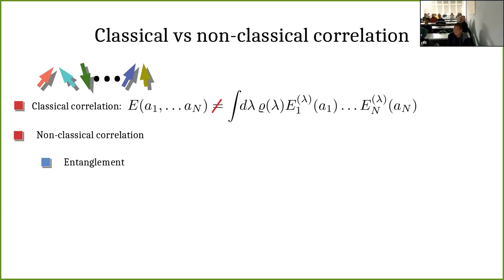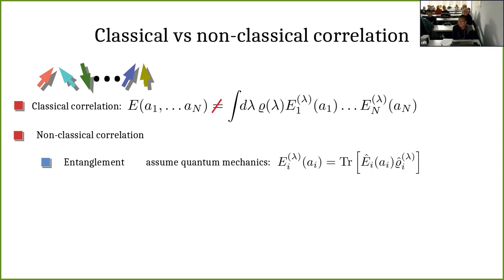Namely, entanglement is a type of correlation which occurs when you assume quantum mechanical systems. What does it mean? This means that each of these outcomes, each of these objects which are here, are calculated according to the rules of quantum mechanics. So they're calculated with the local observable and the local density matrix, and you calculate the trace. This is general. I'm not saying at this moment how these objects are calculated. Now I am imposing a constraint saying that each of these objects is calculated in this way. And this is indeed a constraint, as I will show now.